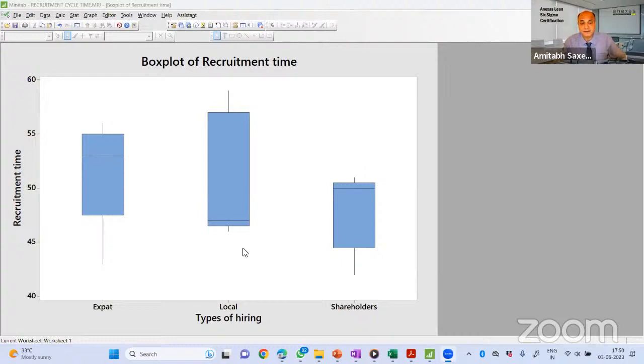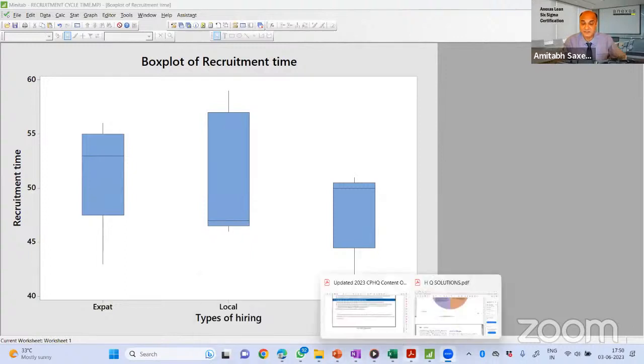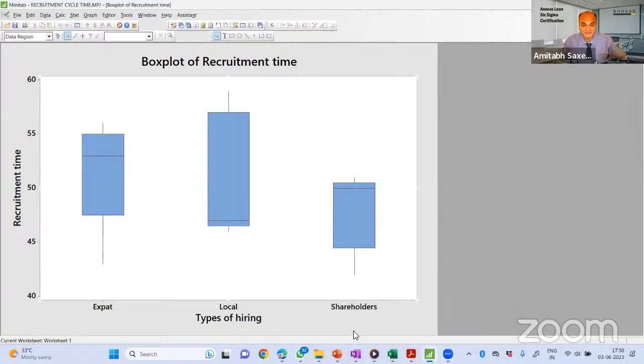So expat, local, shareholders, it doesn't matter. Well, that was our analysis. Now let us see, as I promised, you told me you now want both and you are willing to stay for longer time. So let me talk about this as well.